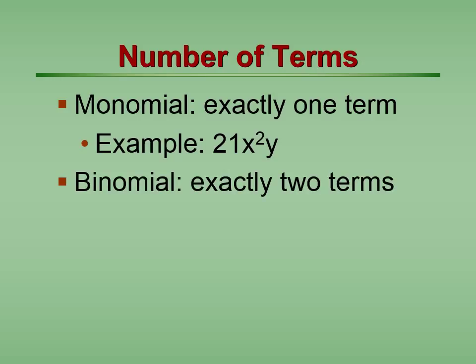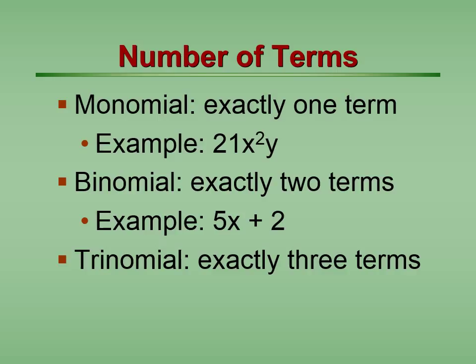So if you have 2 terms in your polynomial, you have what's called a binomial, bi meaning 2. An example of that would be 5x plus 2. So 5x is your first term, 2 is your second term, so you've got 2 terms, so you have a binomial.